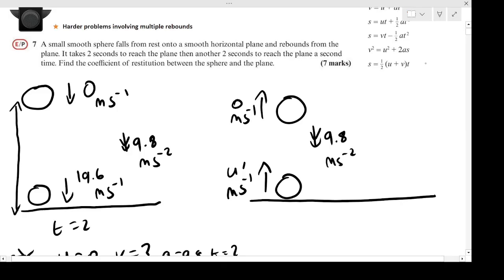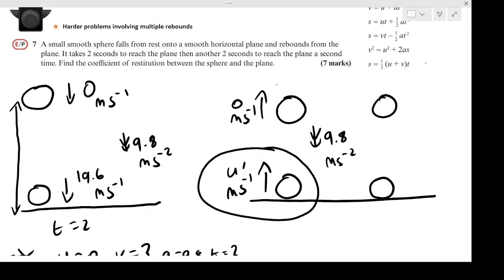Now, I'm still not given any information about distances, but what I am told is that it takes another 2 seconds to reach the floor a second time. So that's telling me the whole time between when it bounces off the floor to when it then hits the floor again is 2 seconds. In other words, obviously the particle goes up, but then it's going to come back down to the floor. And the whole time from when it leaves the floor to when it hits the floor again is 2 seconds.